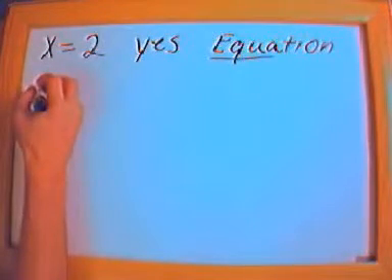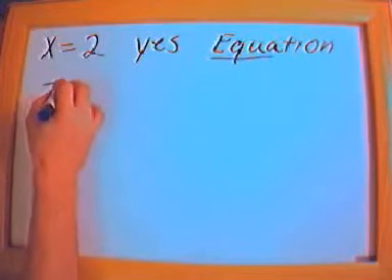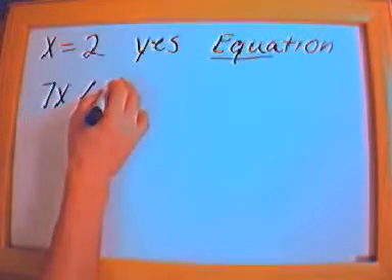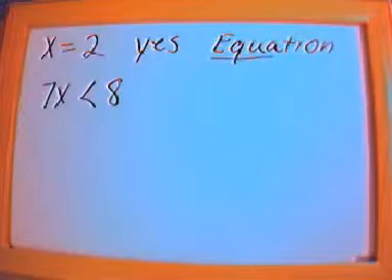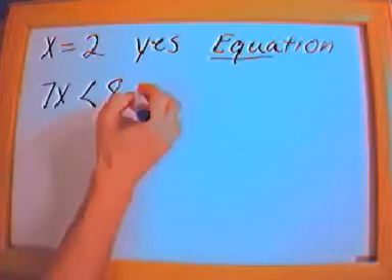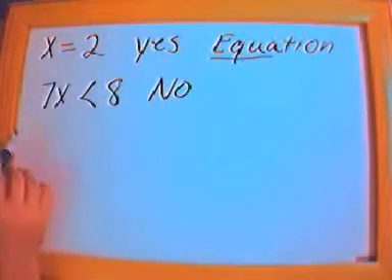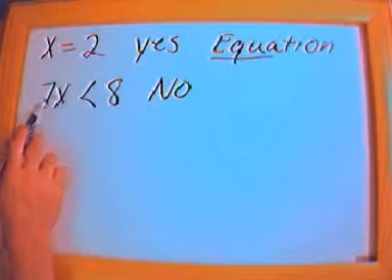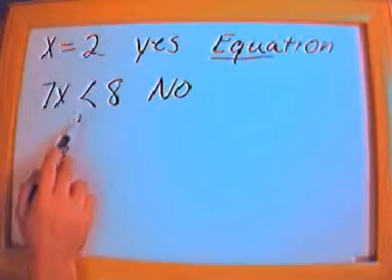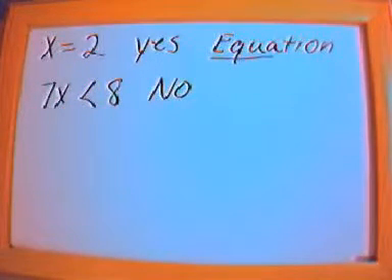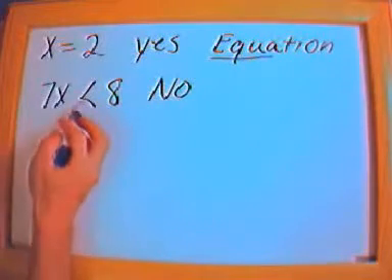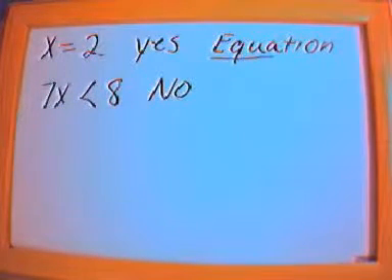Now, what if we have something like 7x is less than 8? Is that an equation? By the definition that I've used so far, this is not an equation, so I'm going to put no. It does tell us something useful. This is telling me that whatever x is, if I multiply it by 7, the answer is less than 8. So it's telling me something, but there is no equal sign anywhere in there, so it is not an equation in the strict definition of the word.